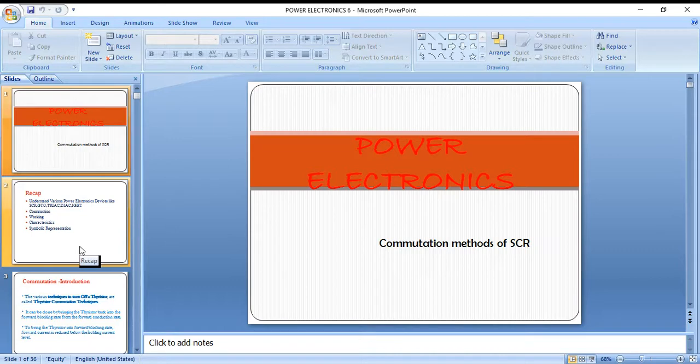In the last classes of our power electronics lectures, we have mainly discussed the importance and necessity of power electronic devices. We have discussed the various power electronic devices' symbols and representation. In that, we mainly focused on silicon controlled rectifier, GTO, SCR, IGBT, DIAC, and TRIAC in detail.